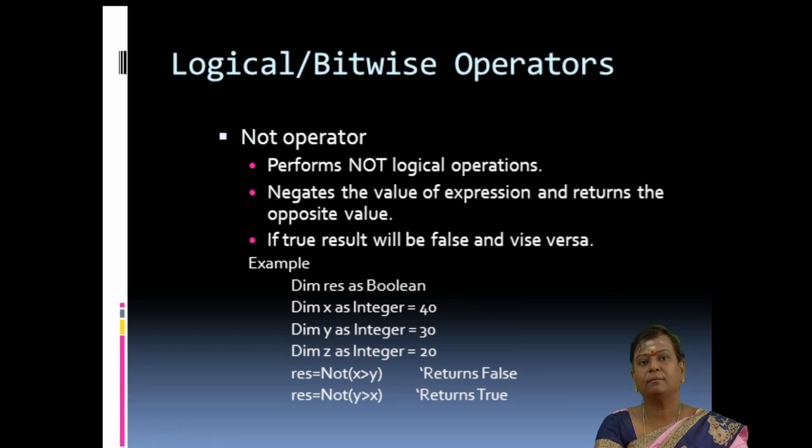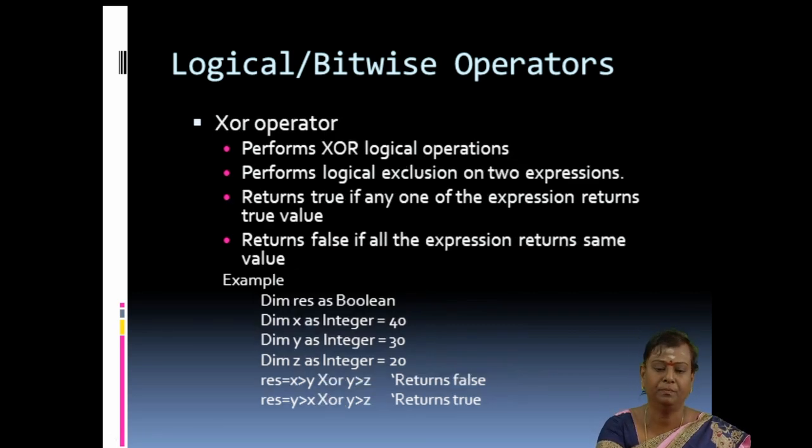Next, the NOT operator. This works only on a single expression and it gives the opposite of the Boolean value that the expression returns. So in our example 40, 30, 20, X greater than Y is true, so it returns true, but NOT of true is false. So the RES variable will be assigned as false. In the next condition, it is assigned as true.